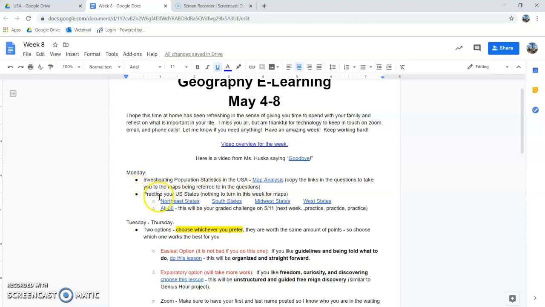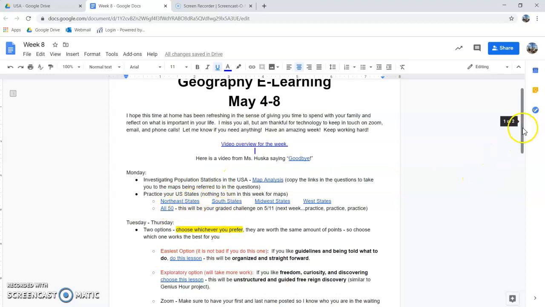Also on Monday, practice your U.S. states. Again, nothing you need to turn in this week. It's just practicing them by the regions. Next week on the 11th is when you're going to take the all 50 states test and turn that in for a score. So Monday again is just the population statistics and then also practicing your states.